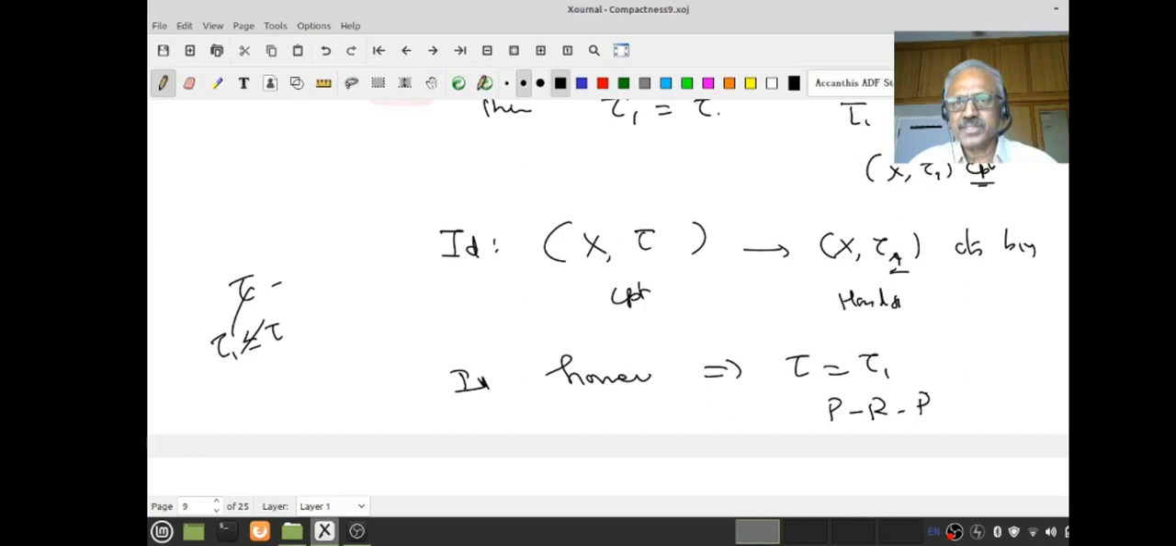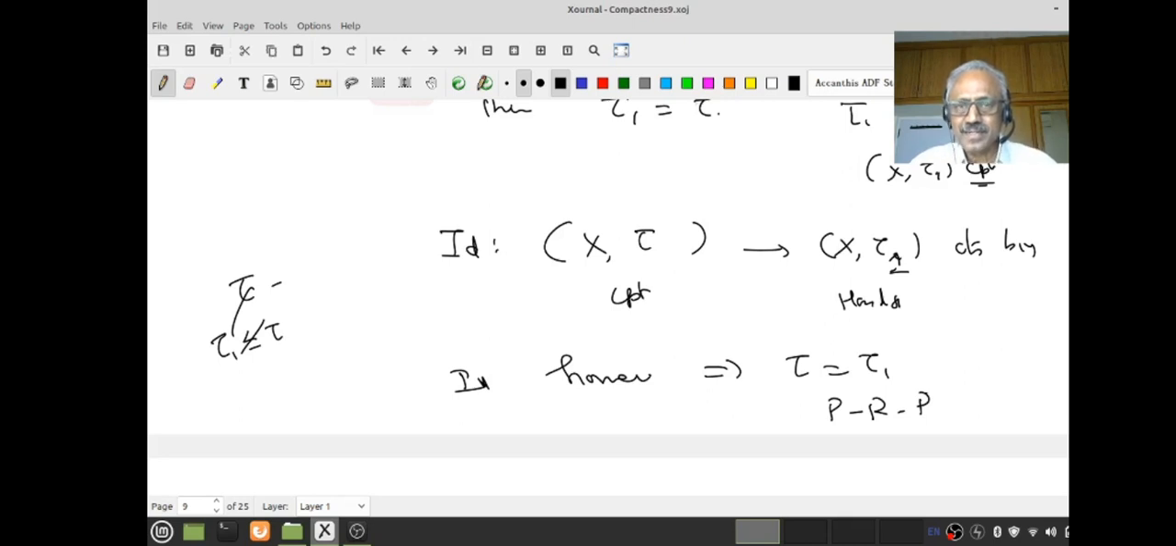So, go through it mentally twice or thrice. Watch this part of the video again. If tau 2 is finer than tau, and tau is a compact topology, then tau 2 may not be a compact topology. But it's a Hausdorff topology because tau is Hausdorff. You understand? Then what we finally prove is tau 2 must be tau.